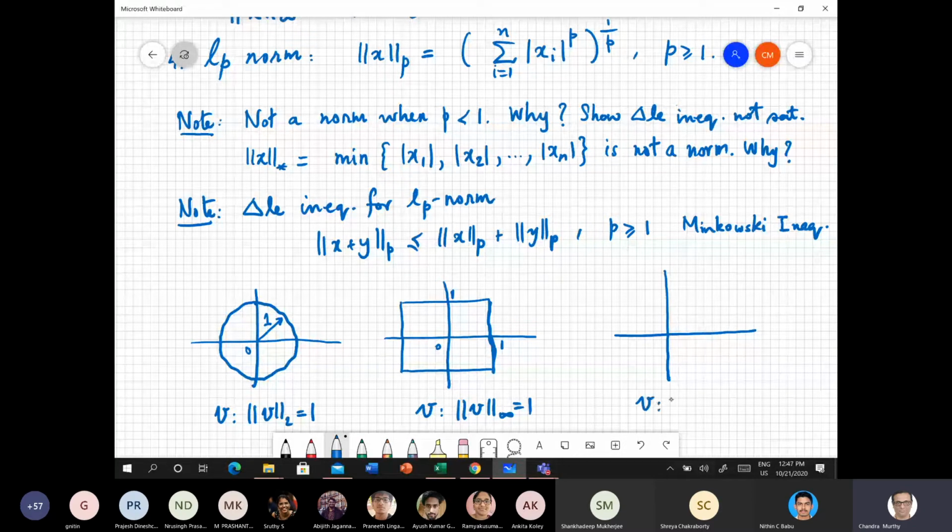And finally, if I take all the v's such that the L1 norm of v equals 1, what shape will I get?